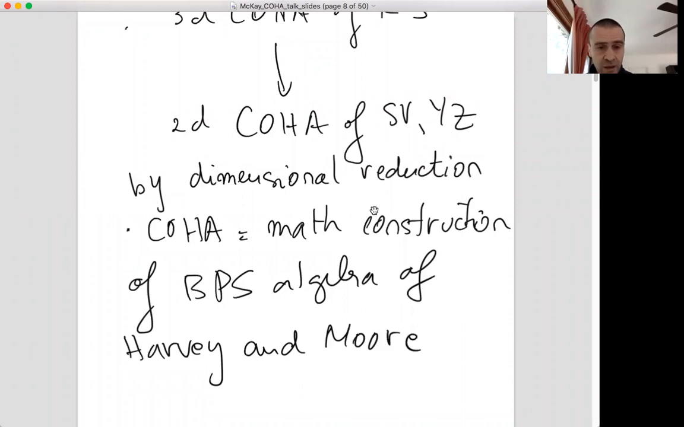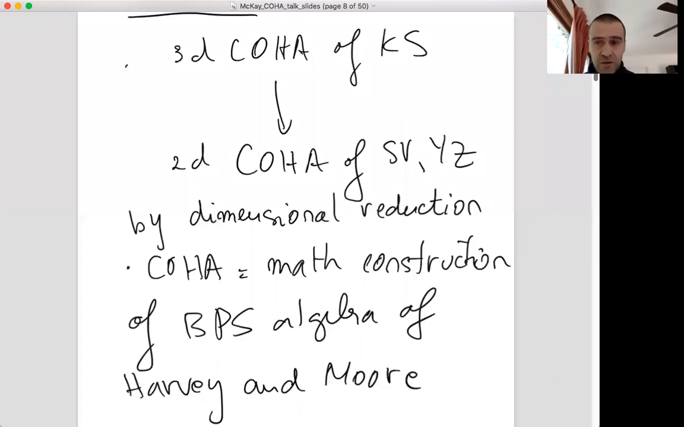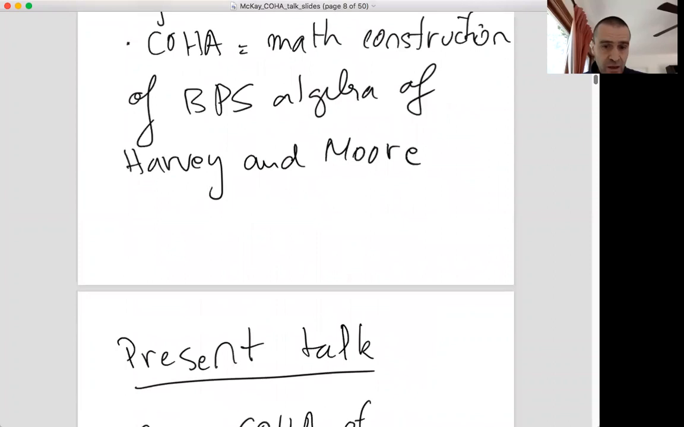And then this whole machinery, this whole construction, is supposed to be an incarnation of some much earlier physical construction of the so-called algebra of BPS states by Harvey and Moore, which was done by Harvey and Moore in 96. So in some sense, this prompted all this mathematical framework.